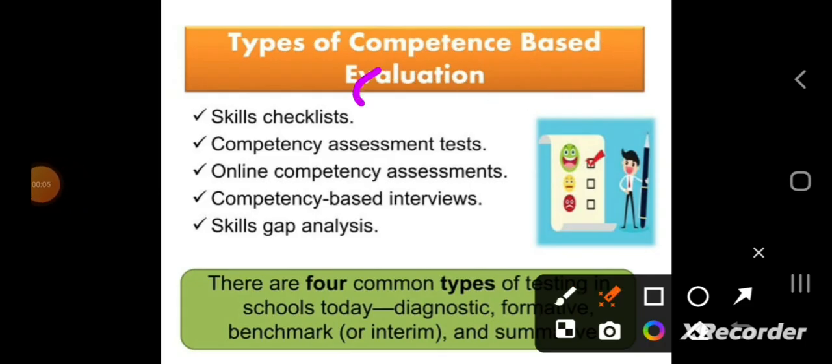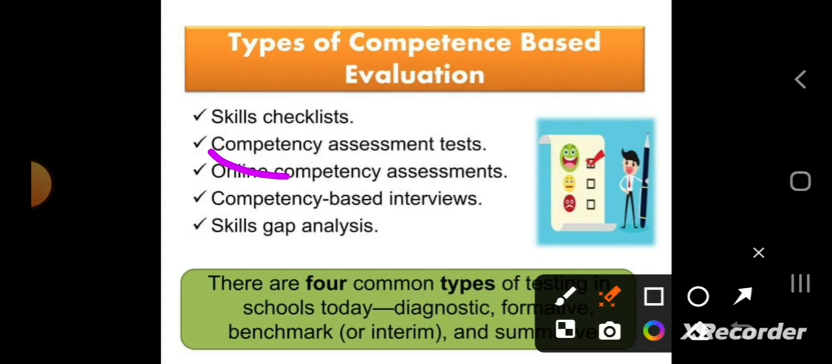Types of competency-based evaluation. Competency-based evaluation focuses on assessing individual skills and knowledge through various methods. Skills checklist. A structured list that outlines specific skills or competencies. Evaluators check off skills as individuals demonstrate them, providing a clear picture of proficiency.